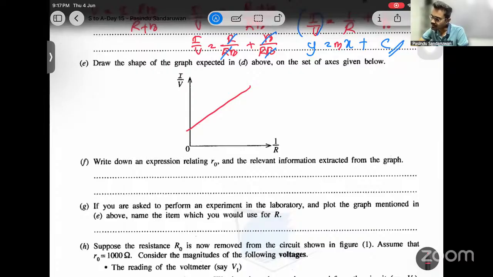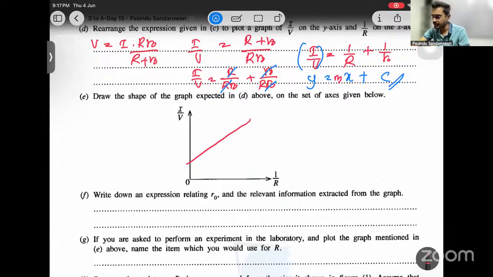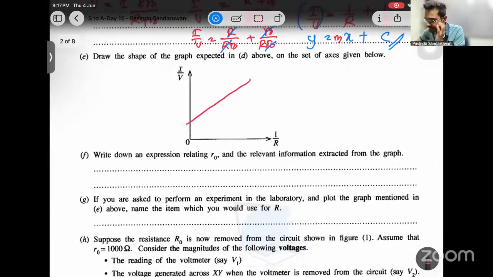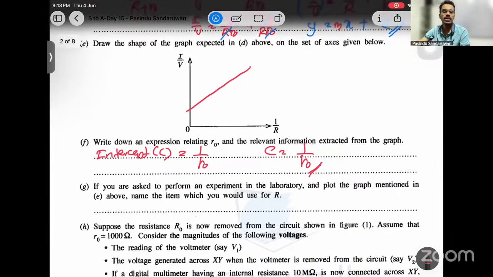Write down an expression relating R0 and the relevant information extracted from the graph. You can see 1 over R0 is the intercept, no? Which means the intercept C of the graph is 1 over R0. The expression is C equals 1 over R0.